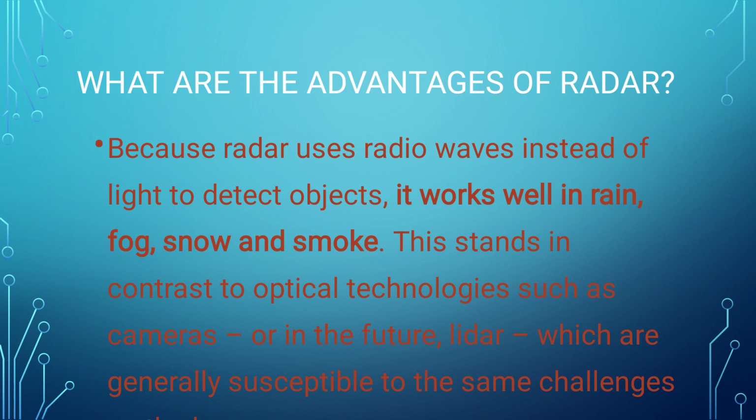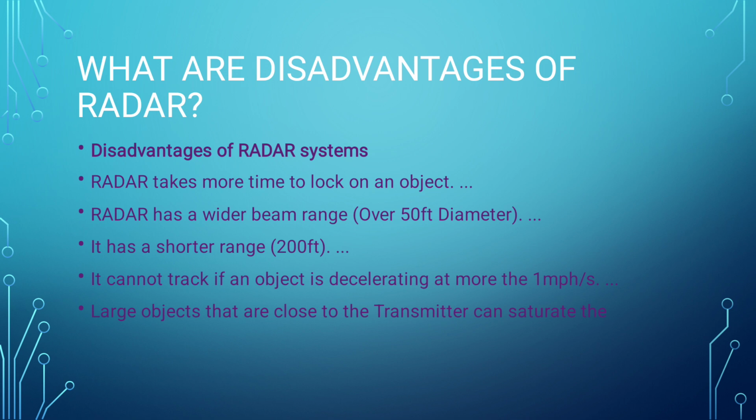What are the advantages of radar? Because radar uses radio waves instead of light to detect objects, it works well in rain, fog, snow, and smoke. This stands in contrast to optical technologies such as cameras or infrared LiDAR, which are generally susceptible to the same challenges. What are the disadvantages of radar?